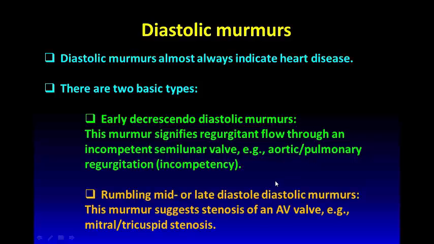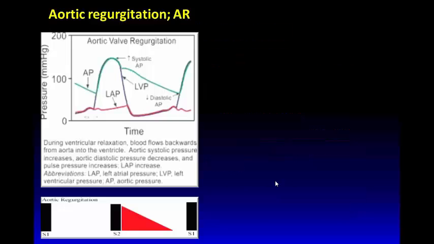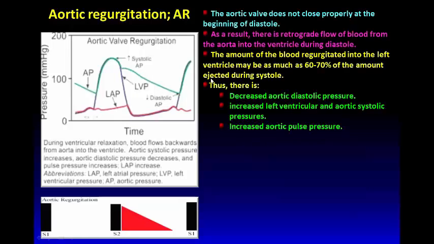The second basic type of diastolic murmur is the rumbling mid or late diastolic murmur. The rumbling mid to late diastolic murmur signifies stenosis of an atrioventricular valve. So the rumbling mid or late diastolic murmur is heard in cases of mitral stenosis or tricuspid stenosis. We shall now describe the hemodynamics and the murmur of aortic regurgitation.